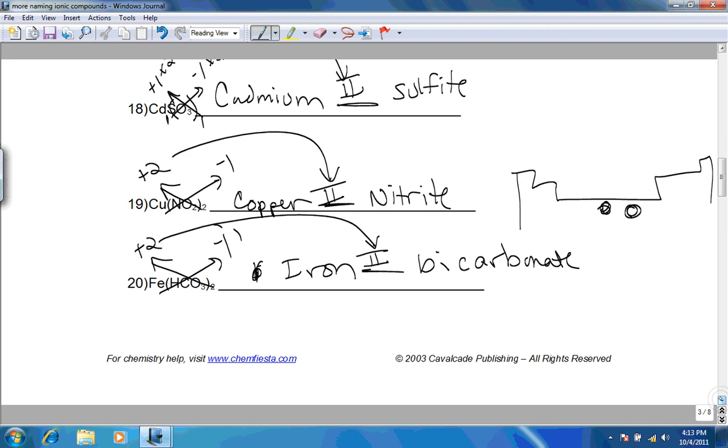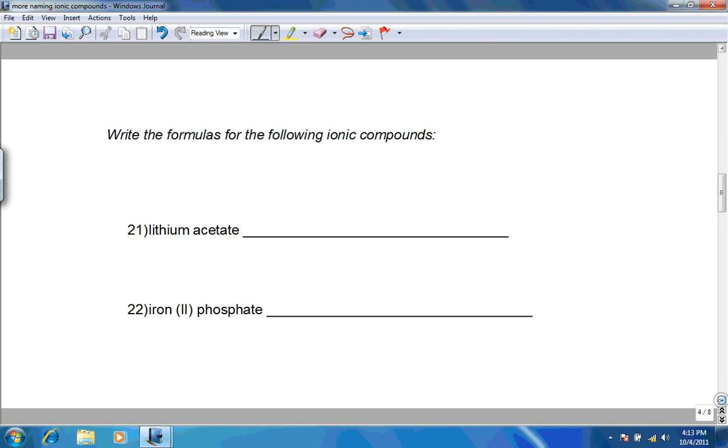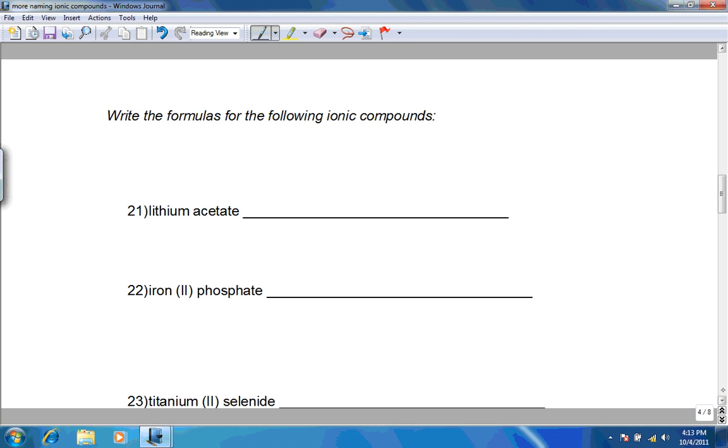Now we are going to start reversing the process and start figuring out what the compound is, the chemical symbols. So, lithium acetate. First thing you want to do is figure out what the symbols are. So lithium is Li, and then acetate is a polyatomic ion, and that is C2H3O2.